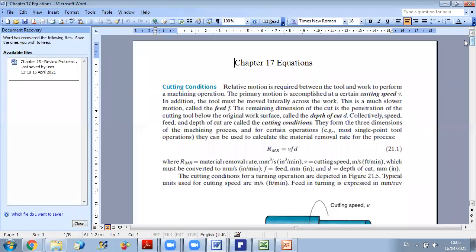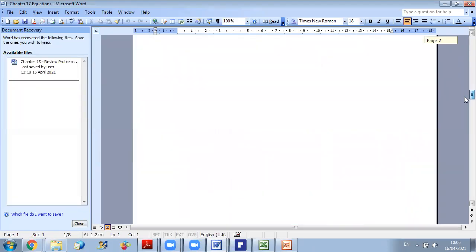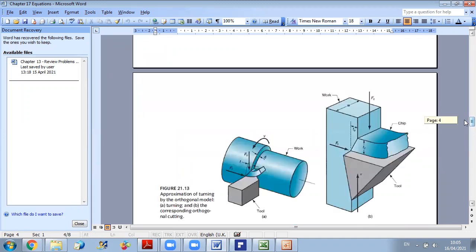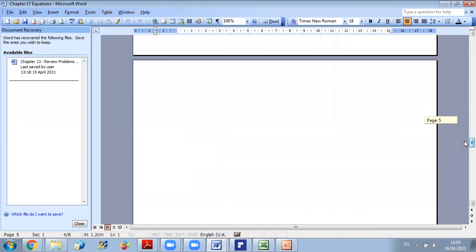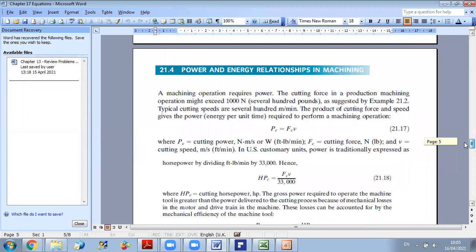Last time we have seen the different equations of turning, and now we will determine the relations to give us power and energy relationships in machining. So a machining operation will require, of course, power. The cutting force in a production machining operation might exceed 1000 Newton, and it is a high force. This is why we will have high power.